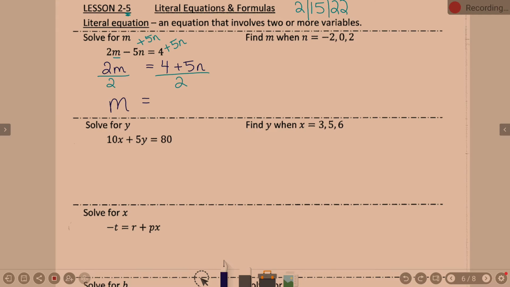Now, this side, I'm going to caution you. I know what you guys want to do. You want to say, oh, 4 divided by 2 is 2, 2 plus 5n. But here's the trick. This 2 right here goes with the 4 and with the 5. It divides nicely into 4, but does it divide nicely into 5? No, it does not. So I'm just going to leave it as this fraction. And hopefully Math Excel will let you do that. I'm going to leave this as 4 plus 5n divided by 2. In my opinion, that's the easiest way to leave it.